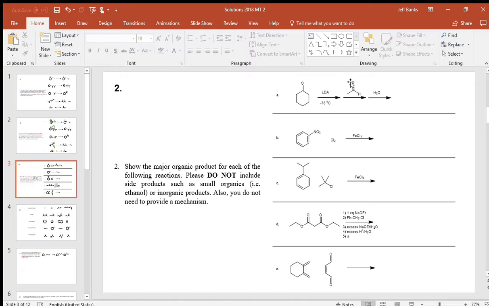Electrons get pushed around. We initially have an alkoxide anion, and it simply pulls off a proton, and in the end we get an aldol addition product. Simple as that.